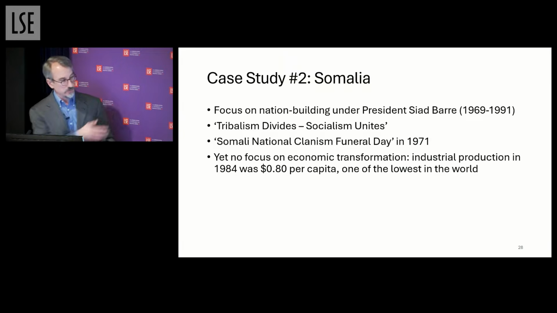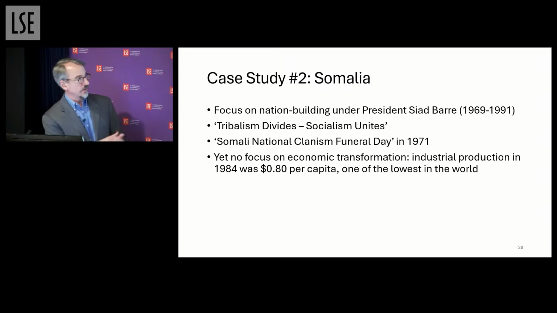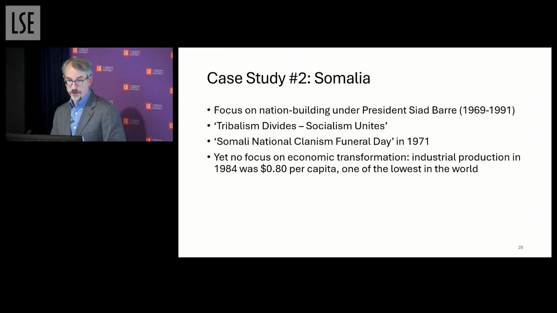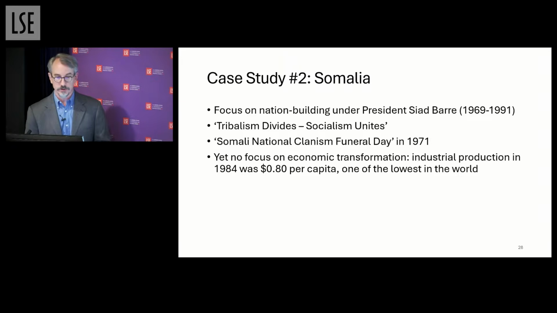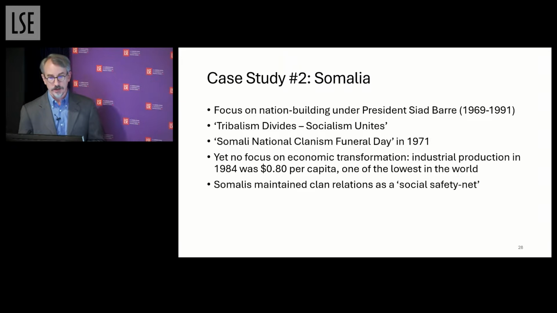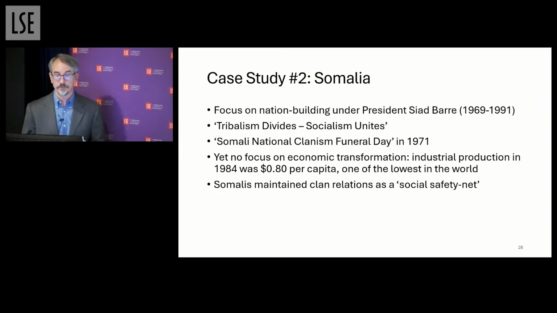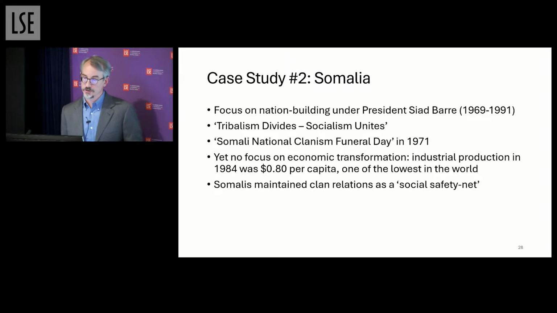Industrial production, this is from a World Bank paper from 1984, said industrial production was possibly the lowest in the entire world at this point, 80 US cents per capita. Basically, that meant that people still maintained their relations with their clans because they had not entered the modern economy. They used those clan relations as a social safety net.